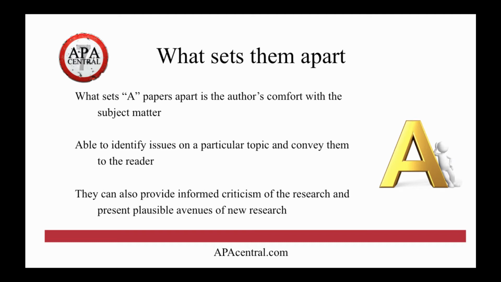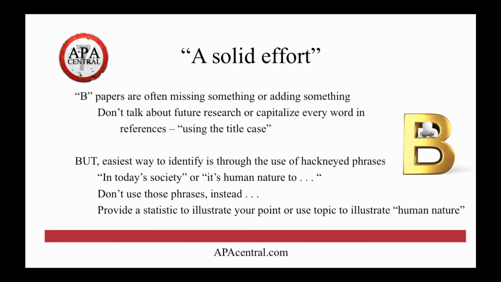Talking about new research or where the field should go next, that's a hallmark of an A paper. A B paper is a solid effort. Now, they're often missing something or they're adding something. So, for example, they don't talk about future research, or they capitalize every word in their references. Instead of the sentence case, they use the title case. I have a video about sentence and title case if you want to watch that.